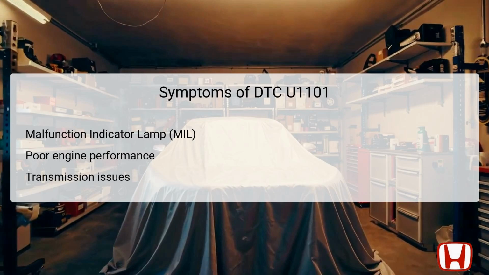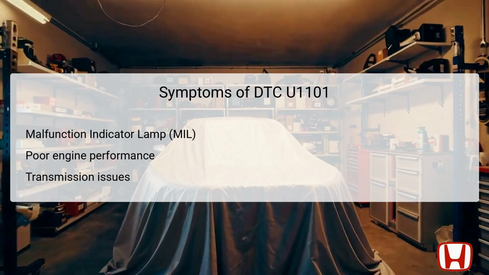The manifestation of DTC U1101 can present several operational symptoms to the driver, focused primarily on the electronically controlled components. A common sign would be the illumination of the malfunction indicator lamp, MIL, on the dashboard. This alert serves as an initial indication that the vehicle's electronic systems are not functioning as intended.